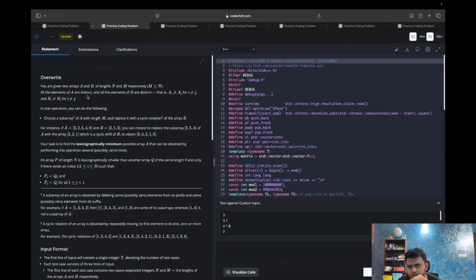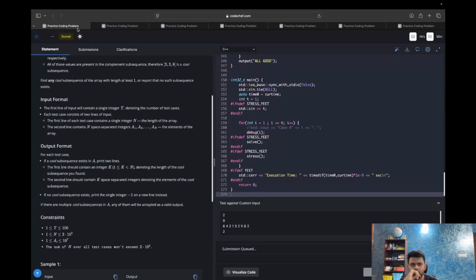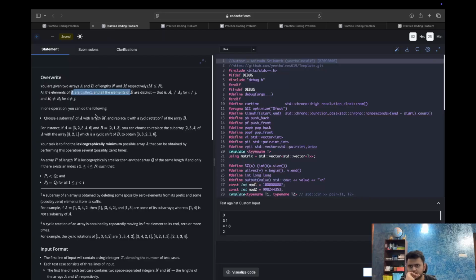M is equal to n. All the elements of A are distinct and the elements of B are distinct. That is n. Okay, the operation is the following. Choose a subarray of A of length m and replace it with a cyclic rotation of the array B.